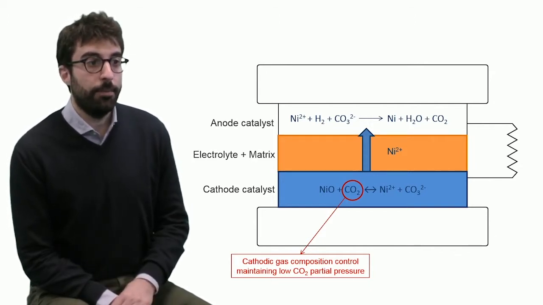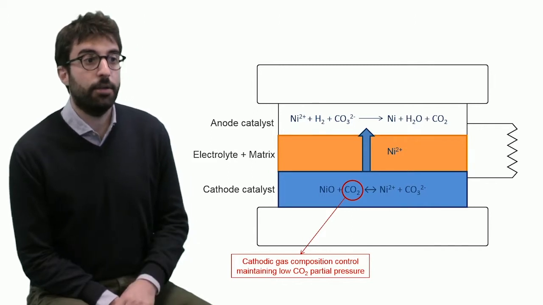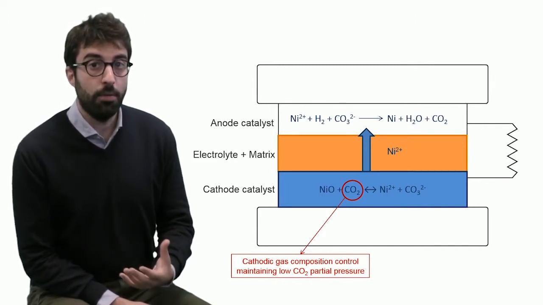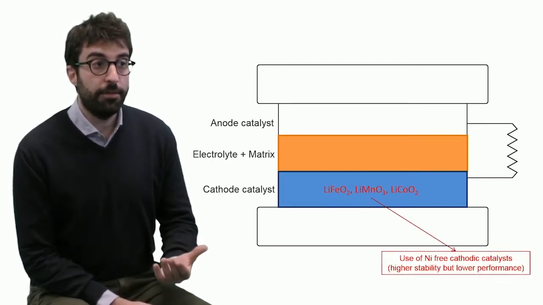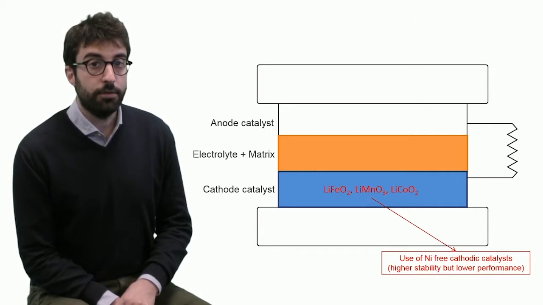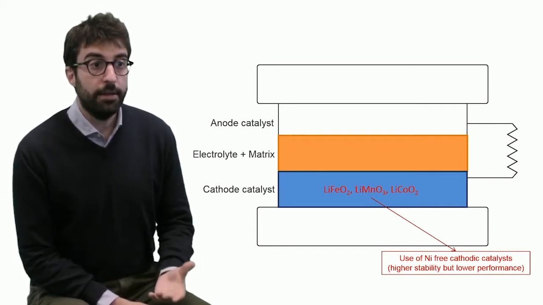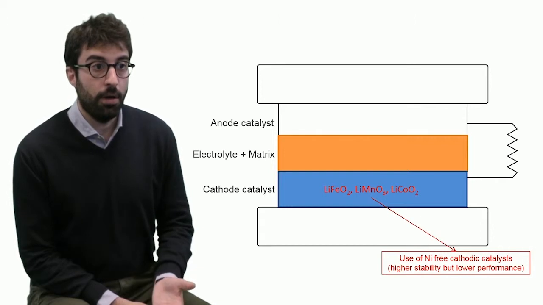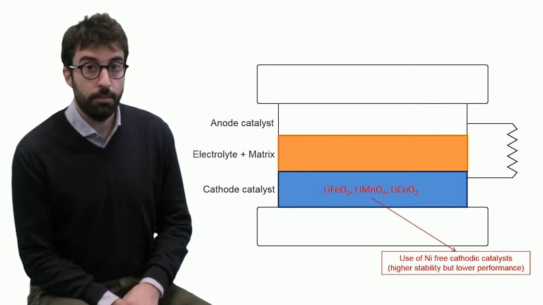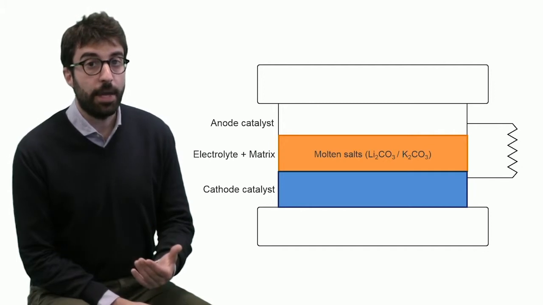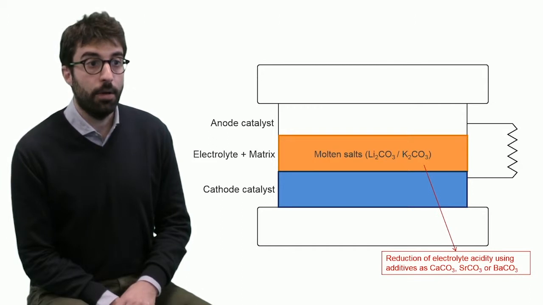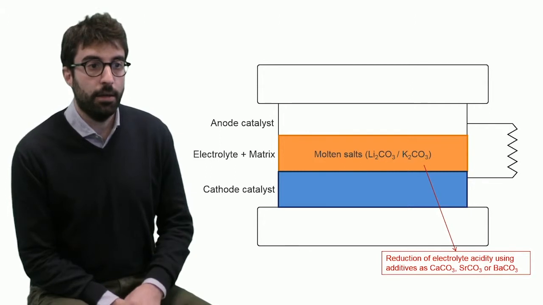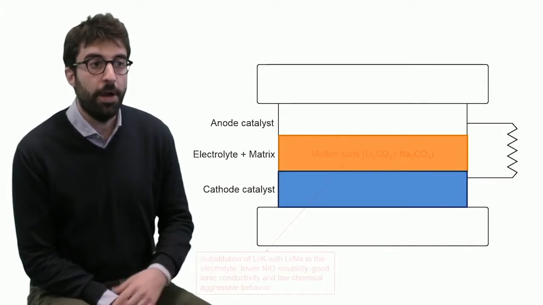Of course, we can control the cathodic gas composition to maintain a low carbon dioxide partial pressure. Or, what's more, we can usually modify the material of the cathode, so we can use nickel-free cathodic catalysts like lithium ferrite, manganate, or cobalt-based oxides. Or at the same time, we can operate on the molten salts, so on the electrolyte, to reduce the risk of acidity, using additives like carbonates based on calcium, strontium, or barium.